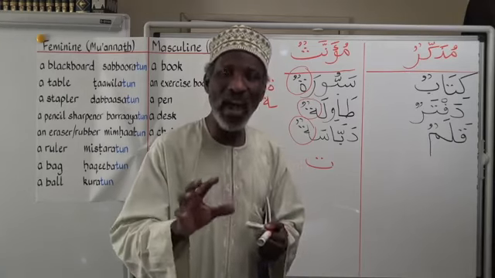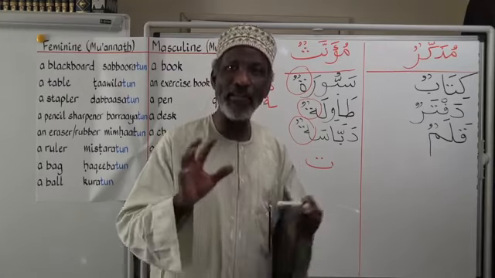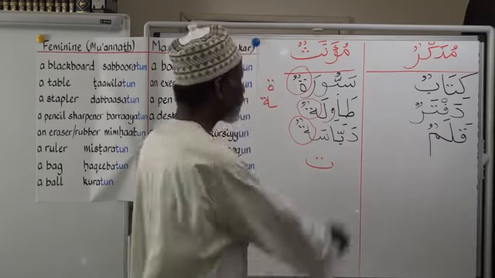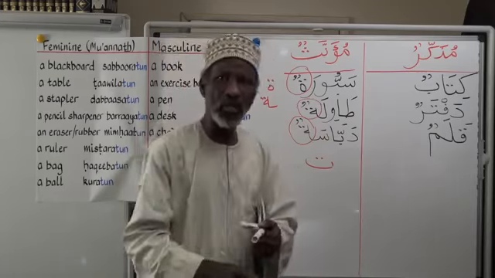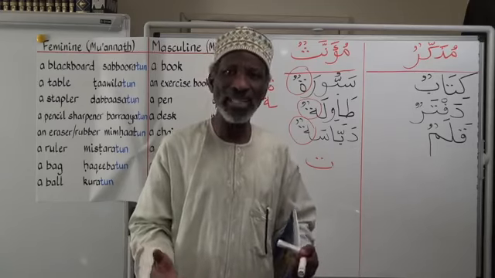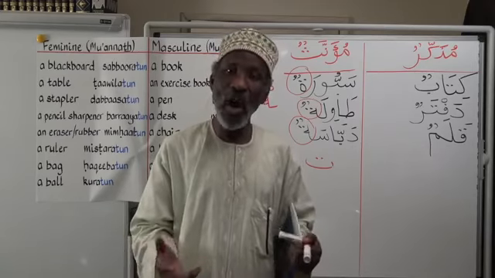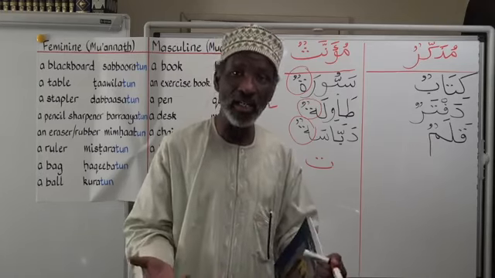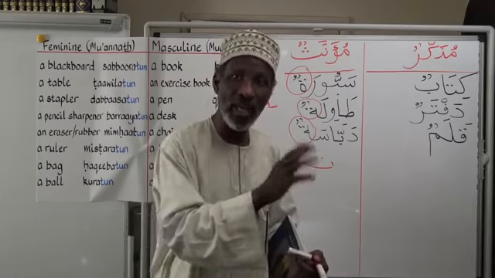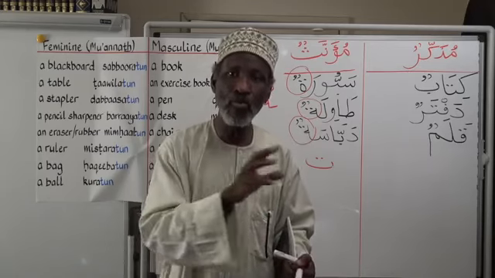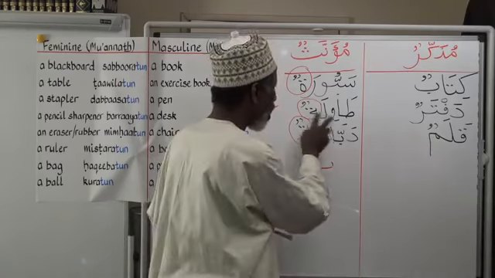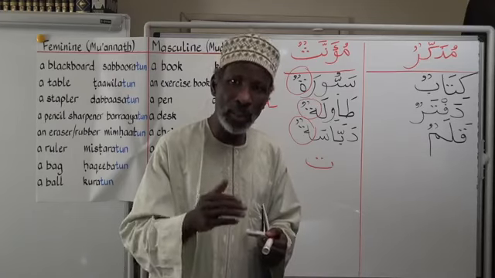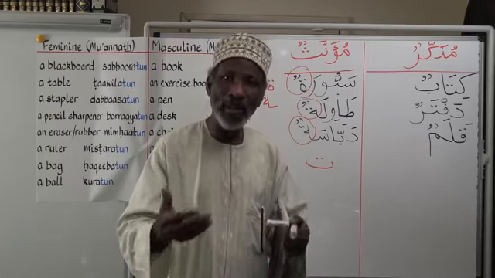So pronounce everything for me, please. Kitabun, daftarun, qalamun, saburatun. People say, why do you say saburatun? You can just say sabura. But you don't know, if you say sabura, that there's a ta marbuta hiding there. You're a learner. So pronounce everything. Saburatun, tawilatun, dabbasatun. We will explain what's happening as we go along.